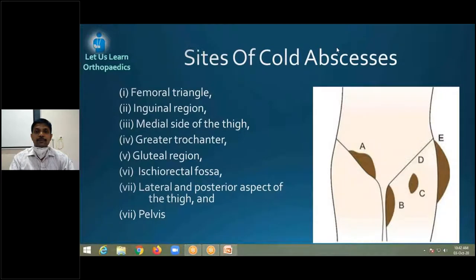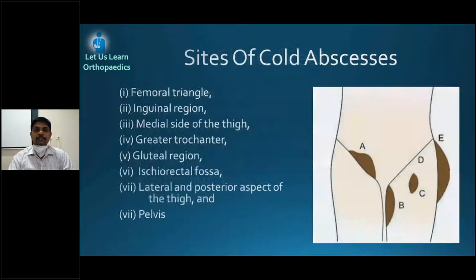The sites of the cold abscess would be the femoral triangle and the inguinal region, the medial side of the thigh, greater trochanter, gluteal region, ischiorectal fossa, lateral and posterior aspect of the thigh, and the pelvis. Most commonly, the abscess will track along the line of least resistance. So the tuberculous cold abscess in the hip will be lying in the region of the femoral triangle. It usually trickles down along the neurovascular structures. So the common cold abscess sites in TB hip would be mostly the femoral triangle, inguinal region, medial side of the thigh, greater trochanter, gluteal region, ischiorectal fossa, lateral and posterior aspect of the thigh, and pelvis.